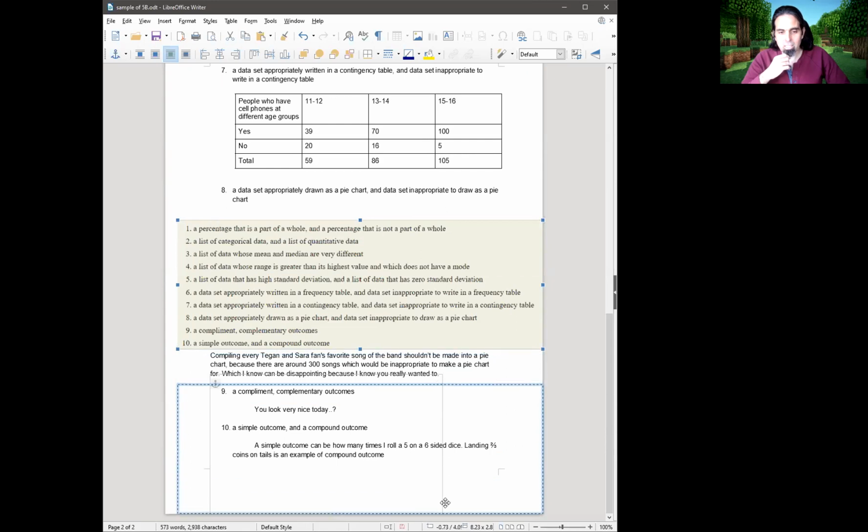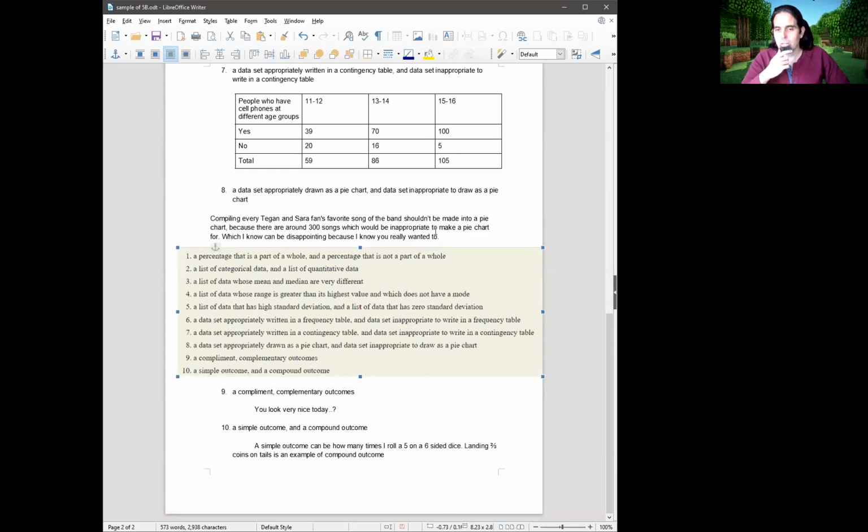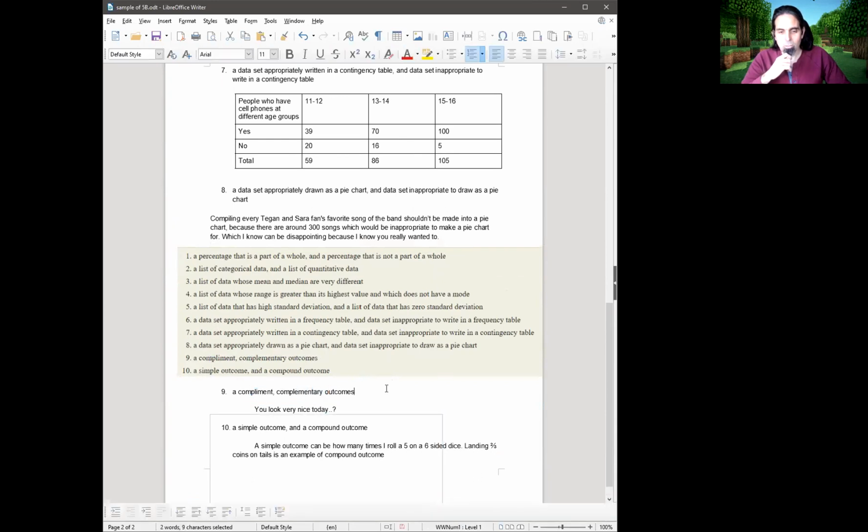The other classic example is colors. What's your favorite color? Makes a terrible pie chart if you color the slices the wrong way. If you color my favorite color is blue, slice green, then it makes it impossible to read. Complementary outcomes we talked about. They look very nice today as a complement, and complementary outcomes are things like I both win the lottery and I don't win the lottery. One has to be true or the other, not both.